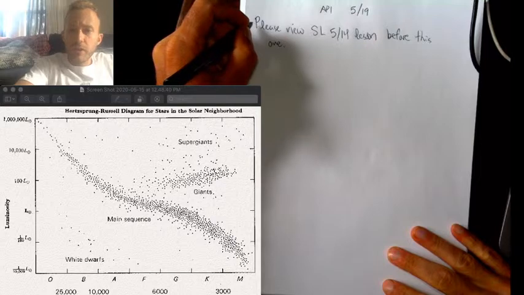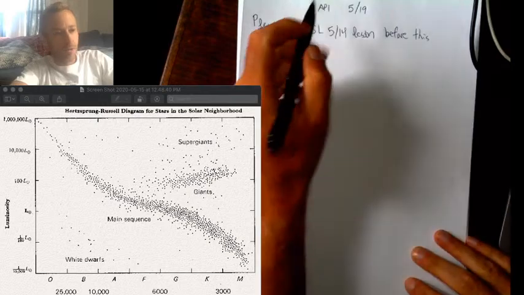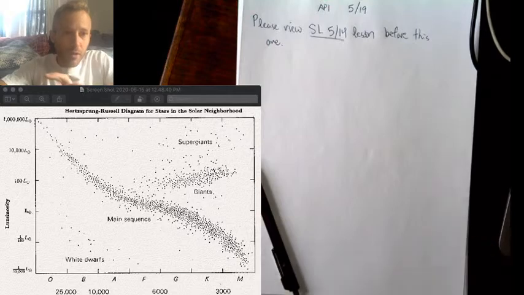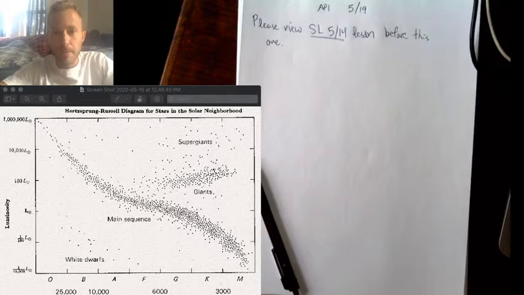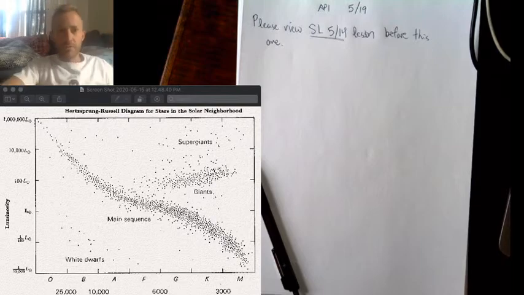Okay. So, yesterday's lesson, which, hey, Ava, I repeat is the SL 514 lesson, was about a method of determining how far away a star is, and it was called the Parallax Method. Basically what you're doing with the Parallax Method is you are using the fact that the Earth is rotating around the Sun to view stars from different perspectives.